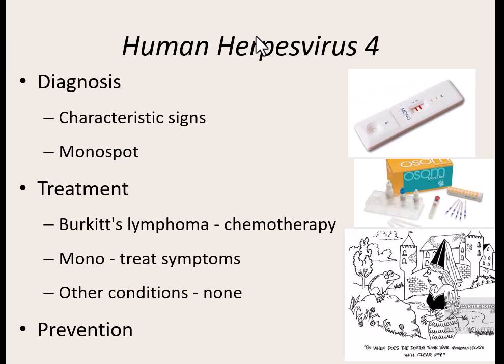Your best bet is prevention. Stay away from people that may be exhibiting symptoms. Make sure of good hygiene, don't share cups or toothbrushes, which is wrong for other reasons too. But as long as you're just not sharing stuff, you can avoid mono.